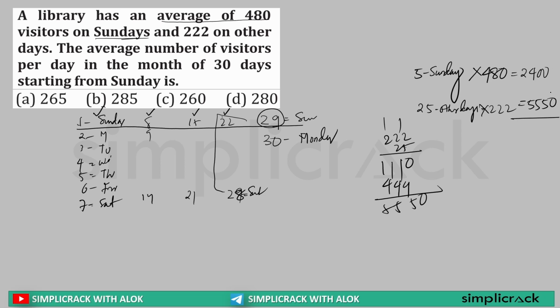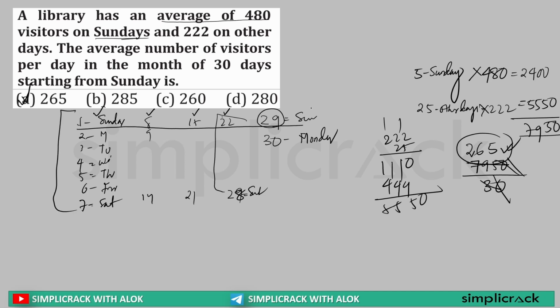Now sir, the total number of visitors is equal to what? Sir, 7950. This many visitors visited this library in how many days? Sir, 30 days. 0, 0 will cross out. Sir, 3 2s are 6, 1 9, sir, 3 6s are 18, 1 5, sir, 3 5s are 15. So the average number of visitors is what? Sir, 265. The crux lies here.